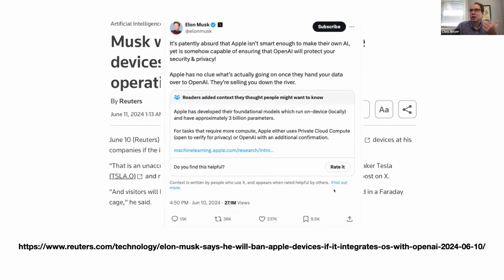And so he, of course, took to X on this and started crabbing about Apple not being smart enough to make their own AI, et cetera. They're selling you down the river. And then his own feature about verification of facts on X said, hey, actually, this is how it works: runs on device, more compute, private cloud compute, and there's actually a link to the article on the Apple website about how all this works and what the architecture is and what the parameters are. So it's kind of fun to see him shake his tiny fist and then get fact-checked by his own platform.